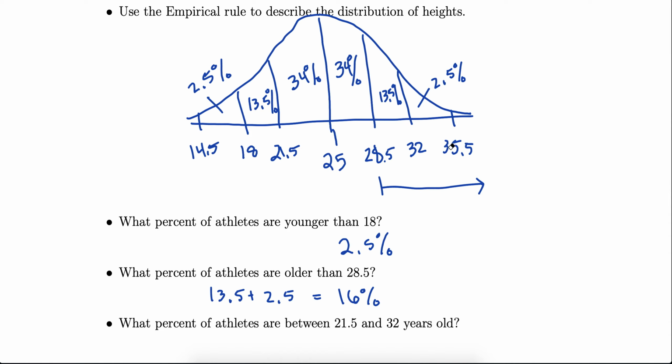Then, what if I ask the next question, between 21.5 and 32 years old? Same thing, let's add that up, between 21.5 and 32. Right, we should get our 81.5%.